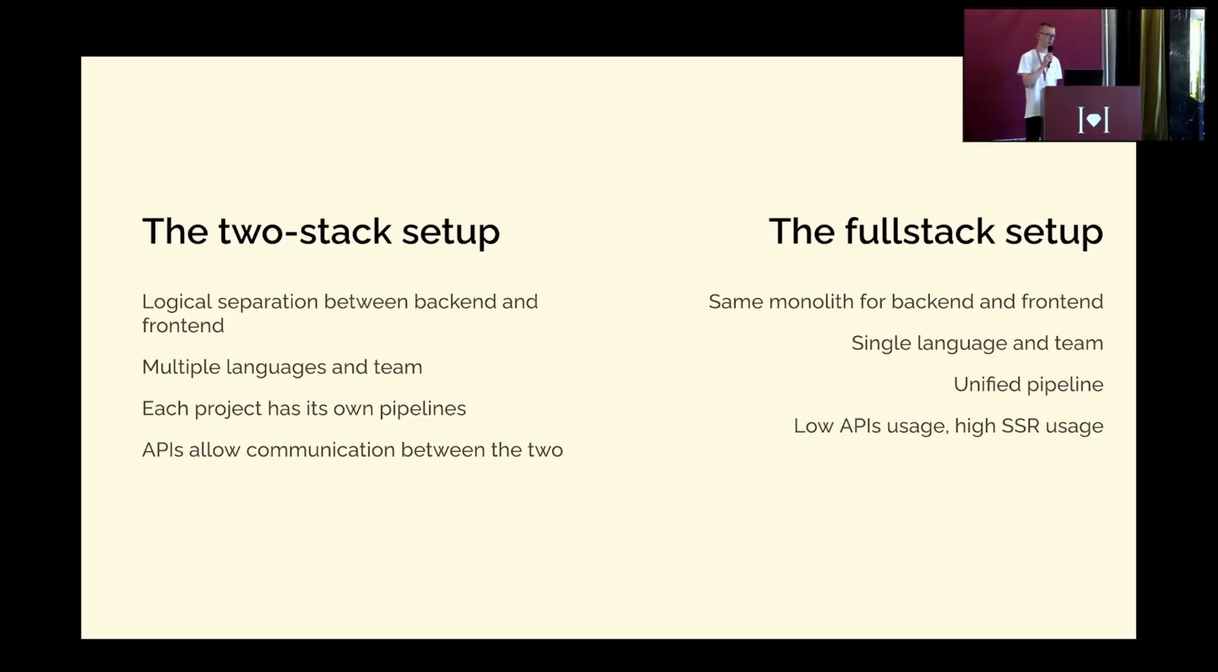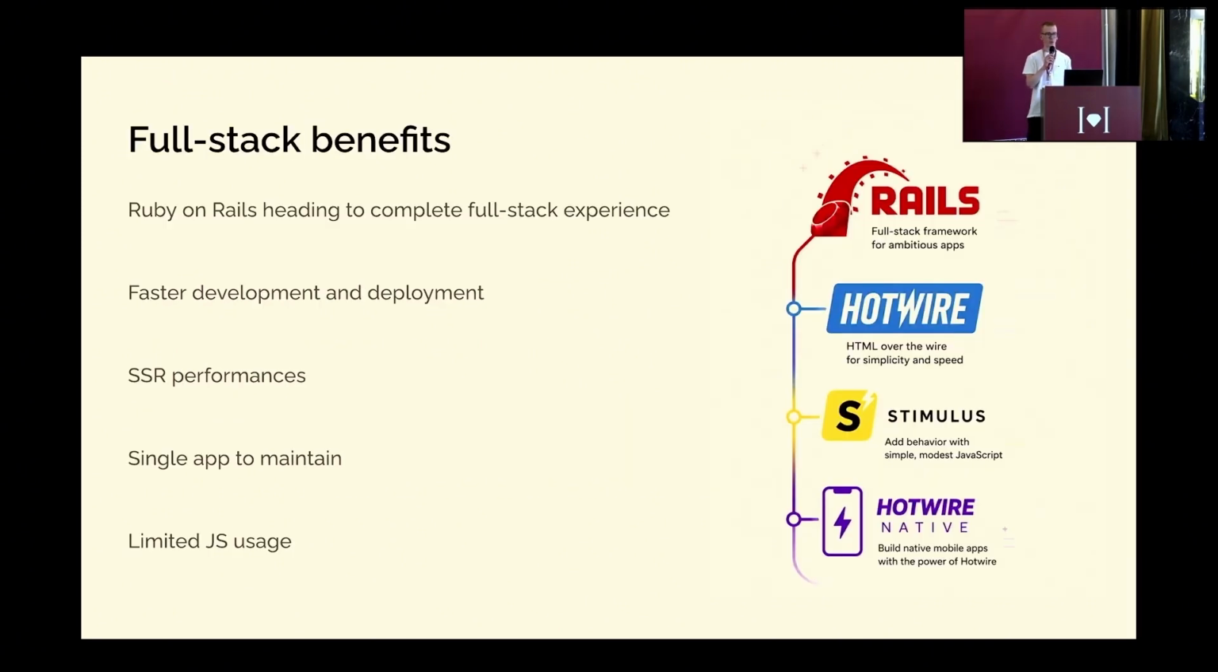We have multiple languages, we have multiple teams, while on the other hand, in the full stack, we have a monolith, which sometimes can be a bad thing, other times a good thing. We have a single language, a single team, a unified pipeline, and APIs are used only when necessary. So we can leverage the full stack benefits.